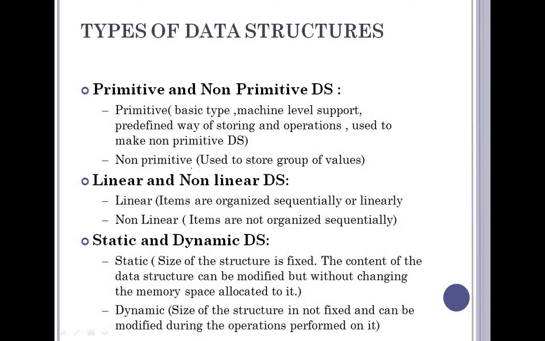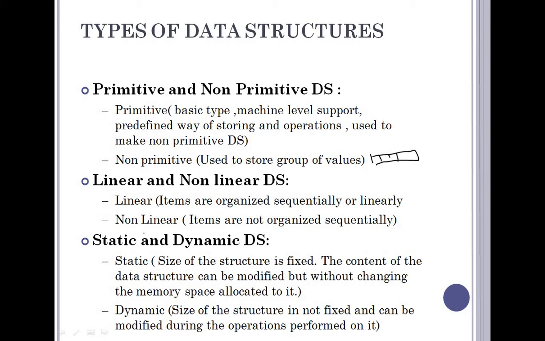The next is non-primitive data structure. The non-primitive data structures are derived from the primitive data structures, and they are used to store a group of values. So for example, the structure, arrays, linked list, these all are examples of the non-primitive data structures.